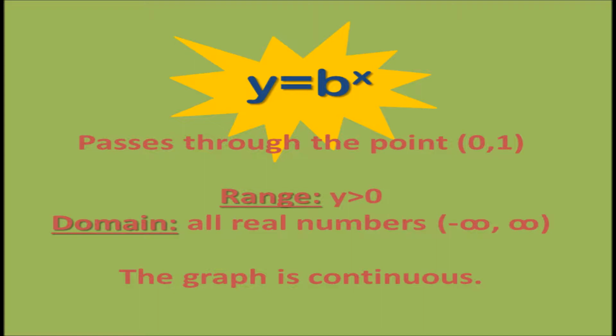It always passes through the point (0,1), which is the characteristic point. The range is y greater than 0, and the domain is all the real numbers, from negative infinity to positive infinity, because the graph is continuous. It goes up or down depending on whether it's increasing or decreasing.